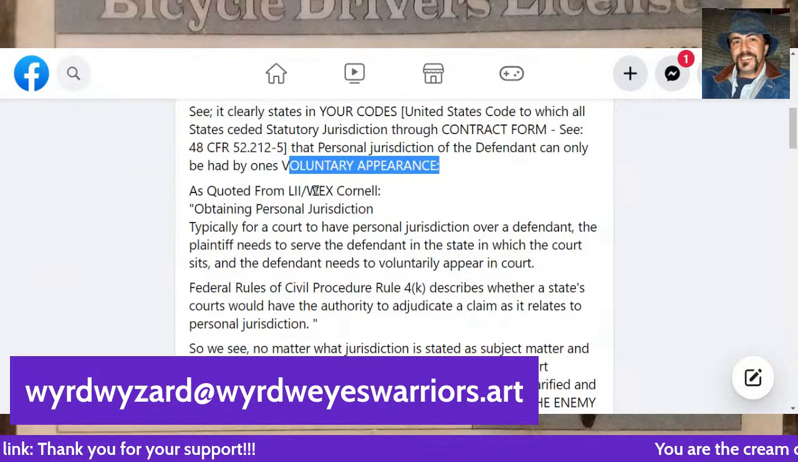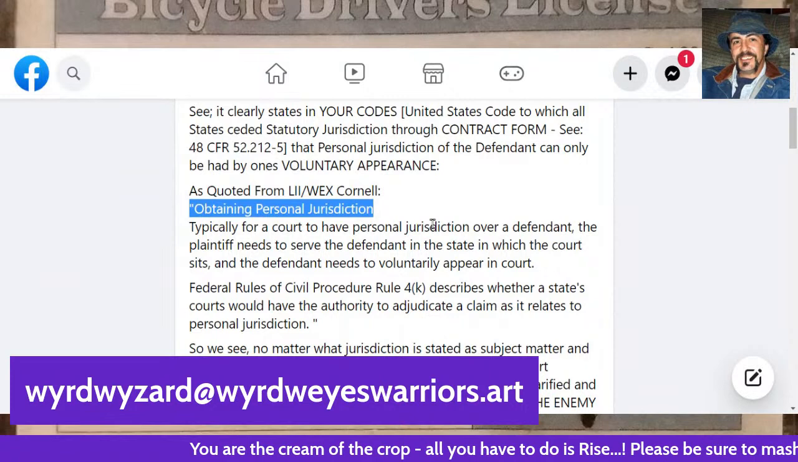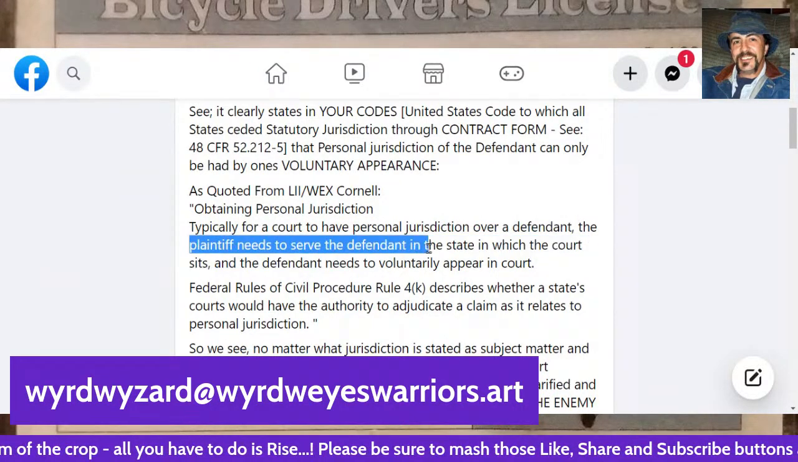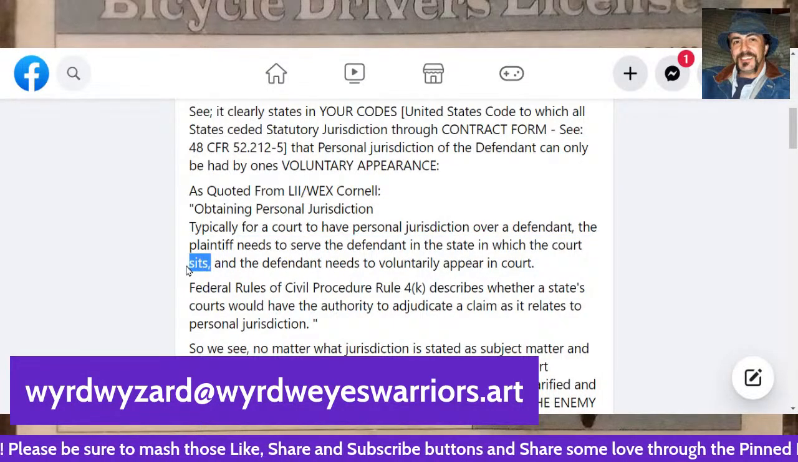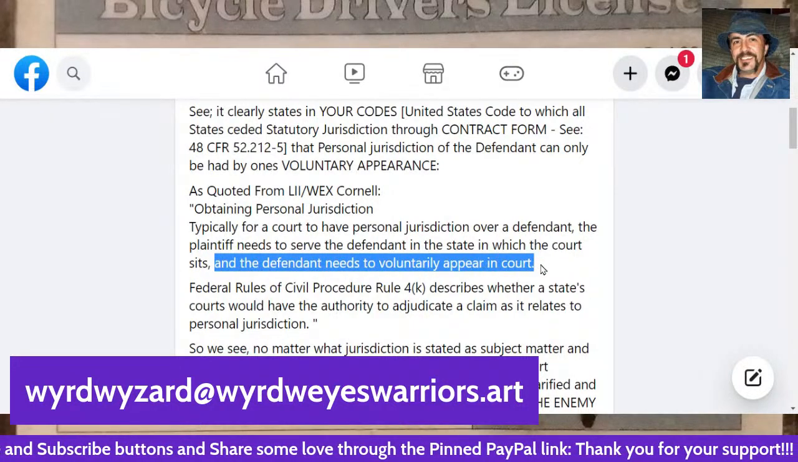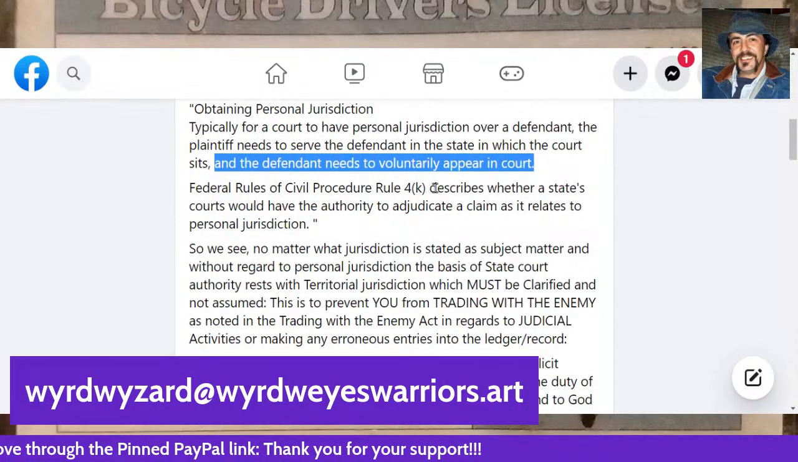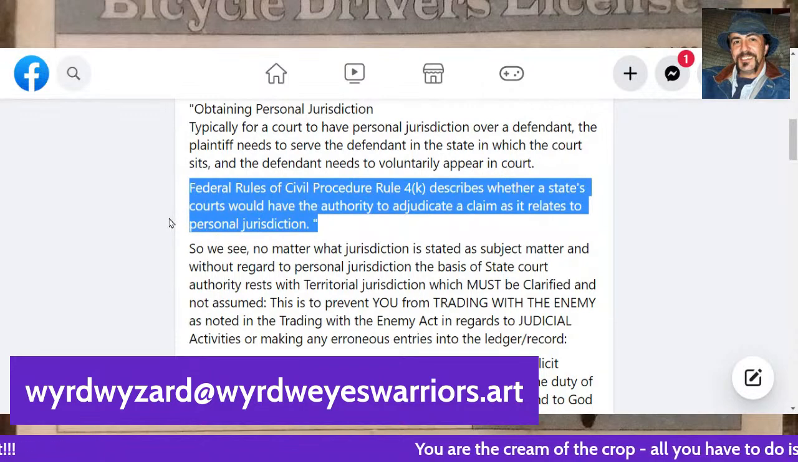As quoted from LII Wex Cornell Law School, obtaining personal jurisdiction, typically for a court to have personal jurisdiction over a defendant, the plaintiff needs to serve the defendant in the state in which the court sits, again telling us they don't have standing, and the defendant needs to voluntarily appear in court. Federal Rules of Civil Procedure Rule 4(k) describes whether a state's courts would have the authority to adjudicate a claim as it relates to personal jurisdiction.